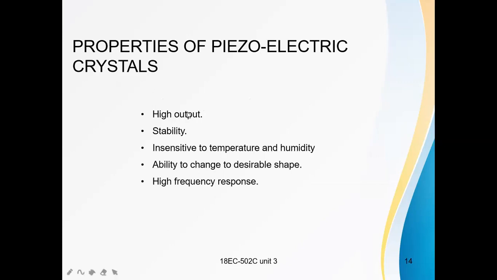The output is high and the stability is also high. It is insensitive to temperature and humidity. Generally, inductors, capacitors and resistors have temperature-varying parameters, but the piezoelectric material is insensitive to temperature and humidity. It has the ability to change to a desirable shape whenever an electric field is applied, and the frequency response is also high. These are all the properties of piezoelectric crystals.